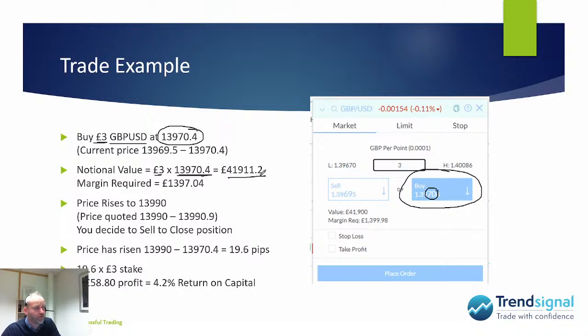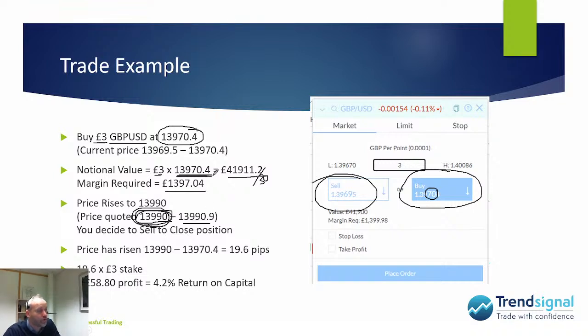The margin required on that is going to be that divided by 30. Okay, to give us that margin rate, which effectively means that I needed that on my account in order to open the trade. Now, the price has now risen and it's gone up to 13990. So now I'm quoted my sell price, the left-hand price, the price at which I want to get out at, is at 13990 to 13990.9. That's a 0.9 point spread. I want to close that trade, in which case I'm going to hit the lower of those two prices. I'm going to sell at 13990.